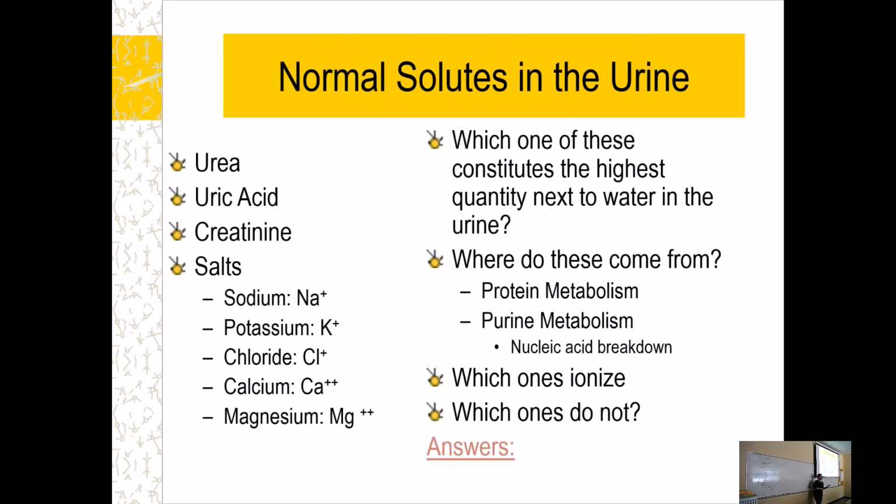So the normal solutes in a urine, we talked about this yesterday also. Urea, uric acid, creatinine, salts. Which one of these constitutes the highest quantity next to water in the urine? Urea, right. Good. Water's first, urea second. The other ones are all kind of close. Protein metabolism, purine metabolism. Where do these all come from? Muscle growth and muscle breakdown, right? I mean, you're building a muscle and breaking muscle down.